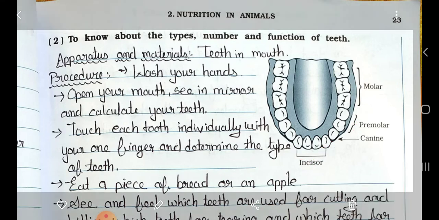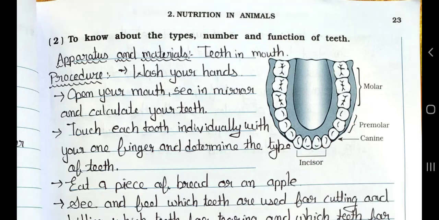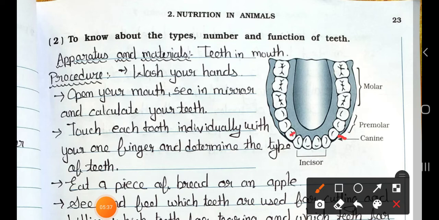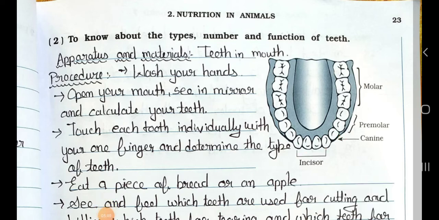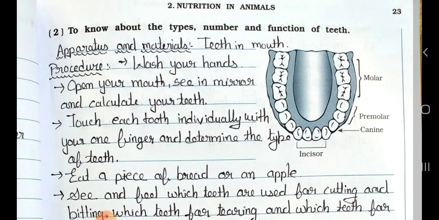These two are canine, this one is the canine, and these four are the incisor teeth. This is the type of the teeth in our mouth.